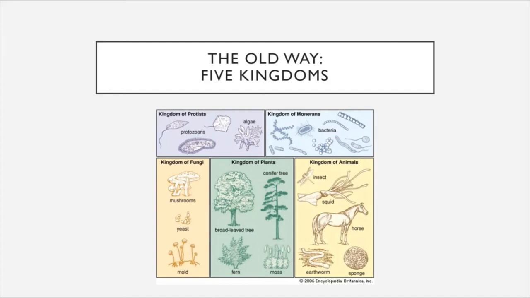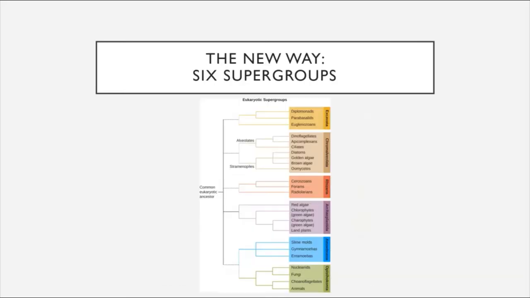However, today our classification system is a lot different because DNA analysis has revealed that rather than clustering organisms into five kingdoms, if we look at their level of genetic relatedness, then eukaryotes should really be clustered into six supergroups, as they call them. So note that this system only considers the eukaryotes, not the prokaryotes, which we look at separately. We can see three of the old kingdoms represented here.